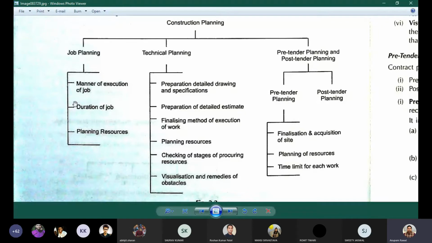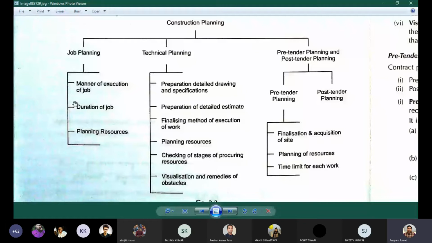Finalizing the method of execution of a work is also chosen by the civil engineer. Planning resources is also included, that is, what grade of the material will be used, from where it is being collected, and how it will be supplied. So all these things come under technical planning. Also checking of the stage of procuring the resources. Handling the construction material is also an important task that is to be done, and that is done in the checking at this stage.